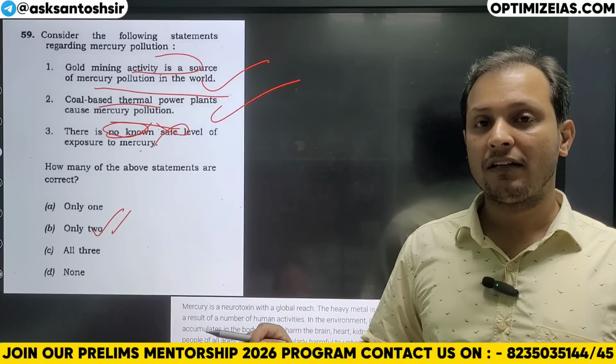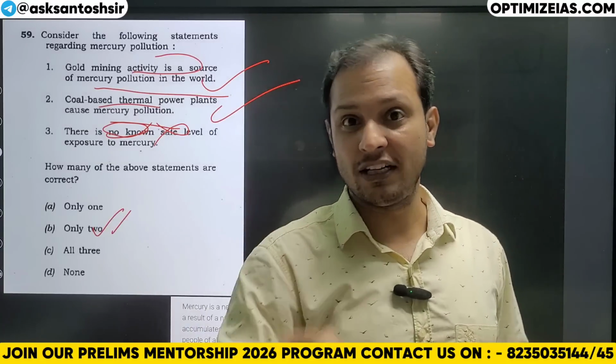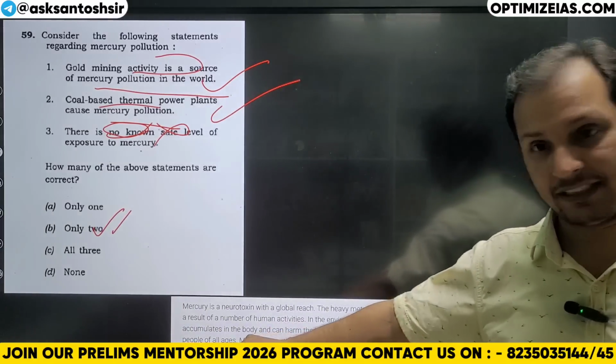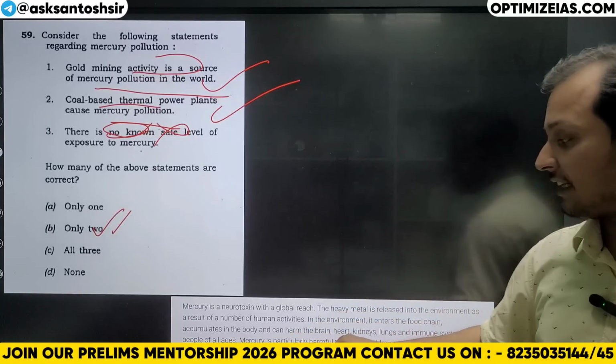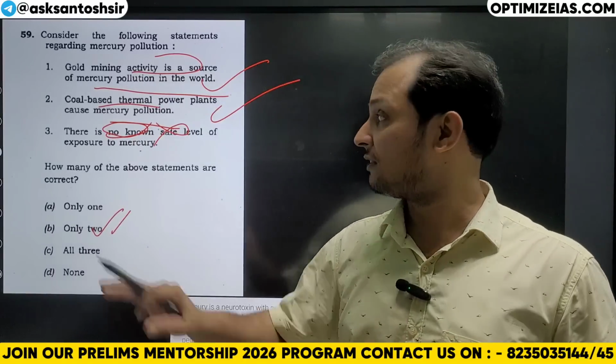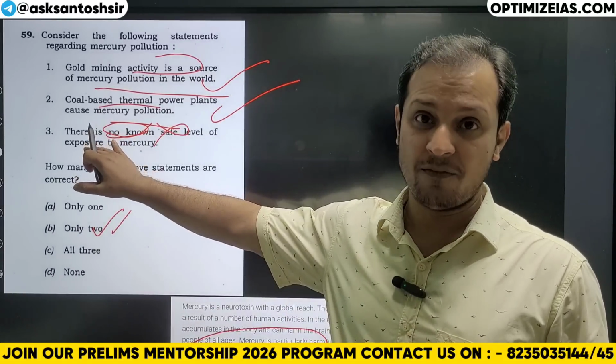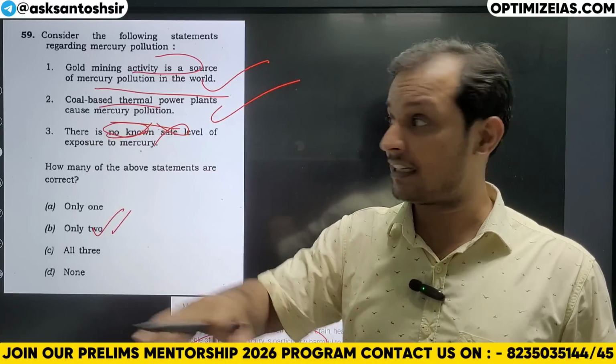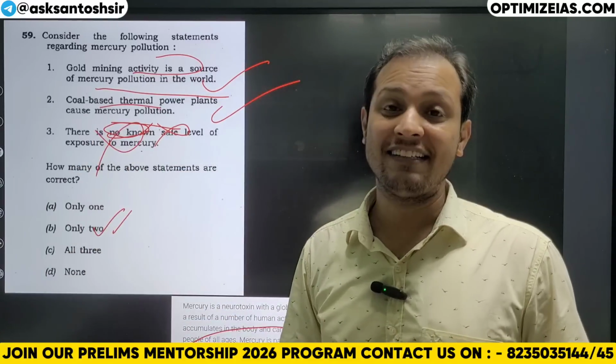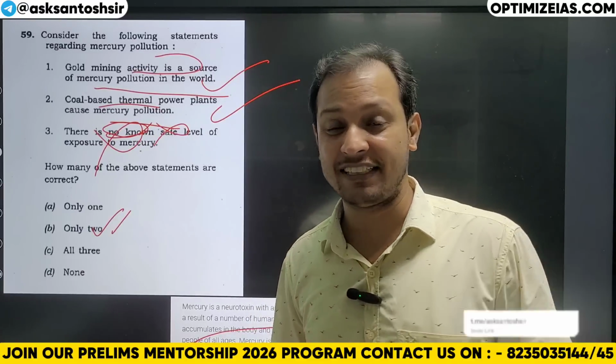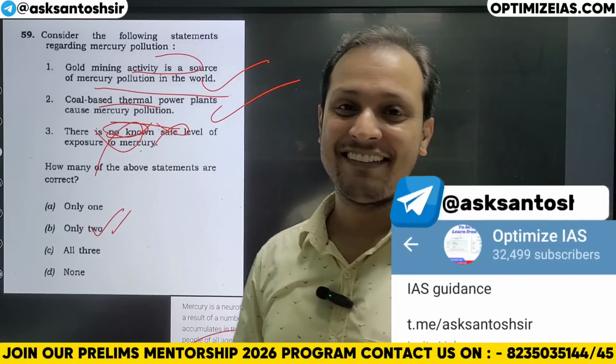But if you go only by knowledge, this is the UNEP website, and it is written that there is no safe limit, a correct statement as per UNEP. But the UPSC question setters have considered it wrong. Why? Because they are applying the elimination technique. If you don't apply it, you will lose.